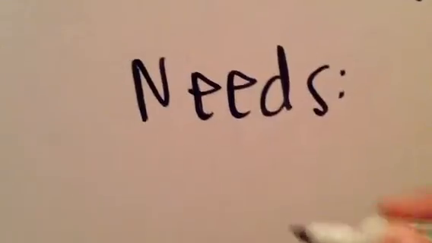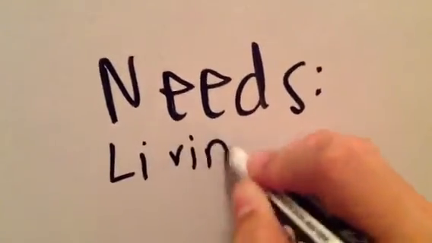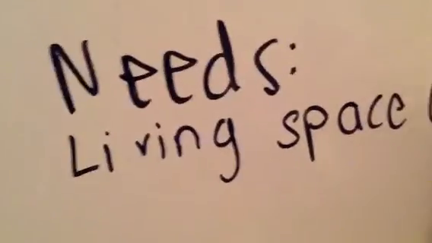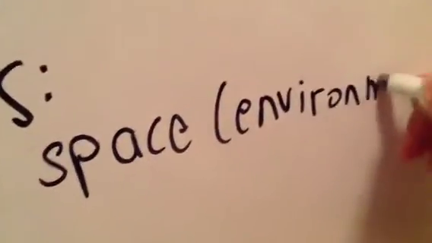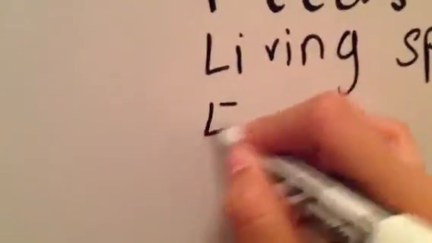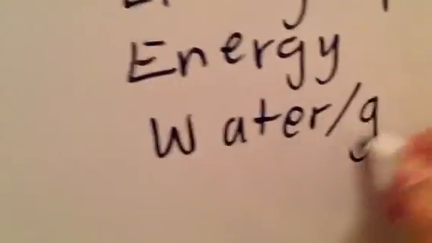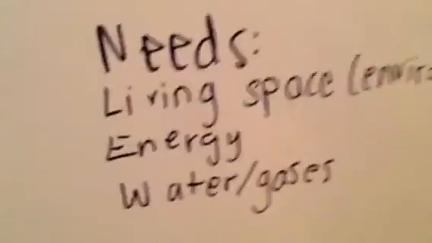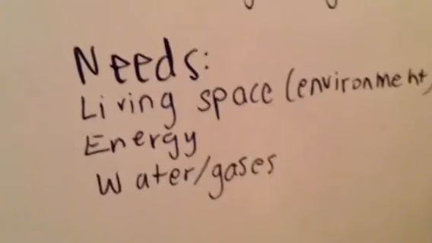So we can say the needs are LEW, or L-E-W. They start with L-E-W. So basically we need living space, which is the environment. We also need energy, and we need water or gases. So these are the three things that we need.